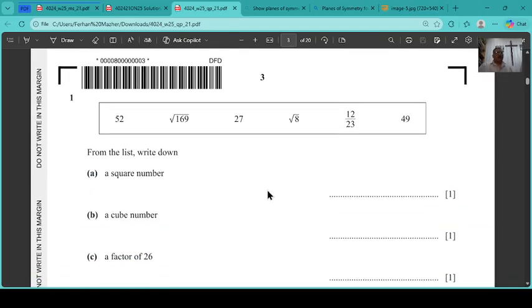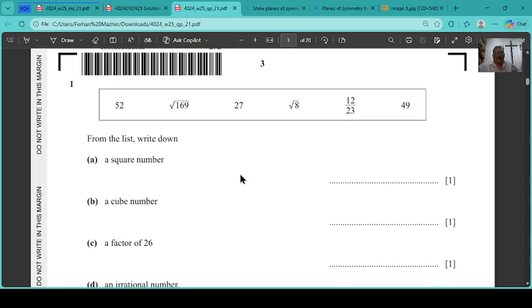Here we have 52, square root of 169, 27, square root of 8, 12, 23 and 49. From the list, write down a square number. A square number is 49, which is 7 squared. A cube number is 27, which is 3 multiplied by 3 multiplied by 3.